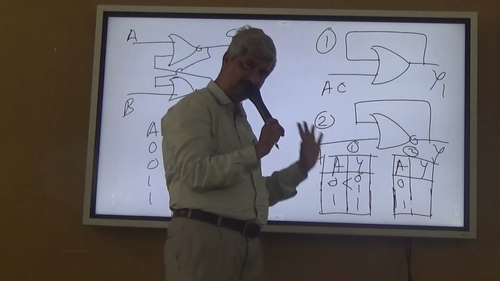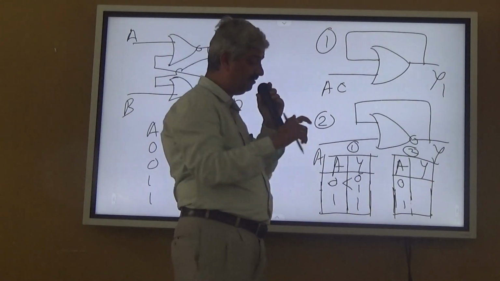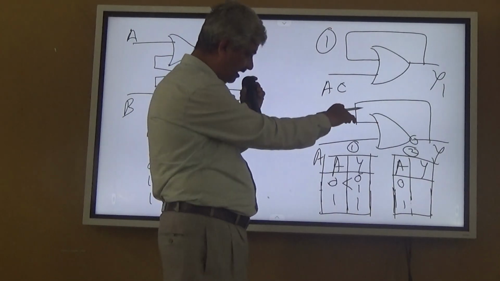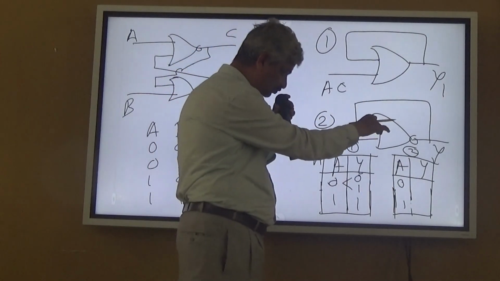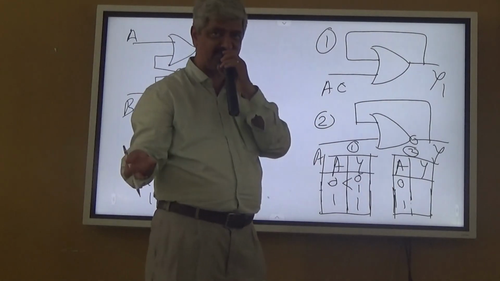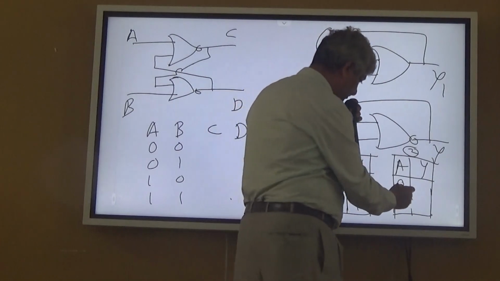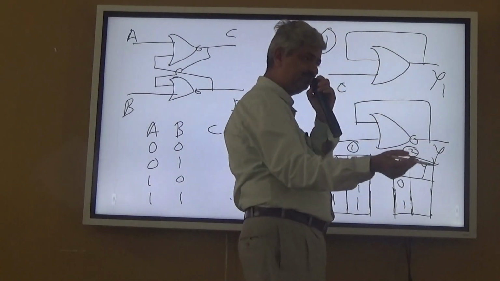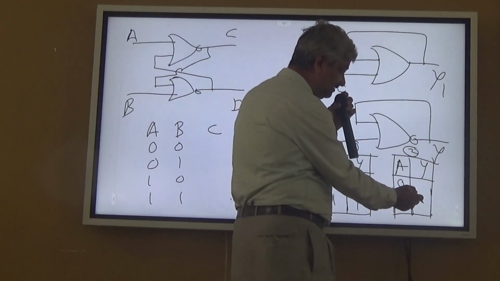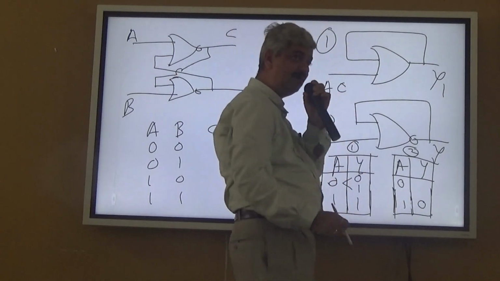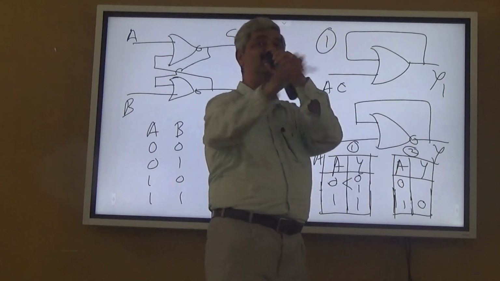This is a sequential circuit or sequential feedback, but I will not use the word. I want you to solve this and then I will explain. What about this now? It's exactly the reverse. So when A is 1, Y is, that is right. But what is Y when A is 0?